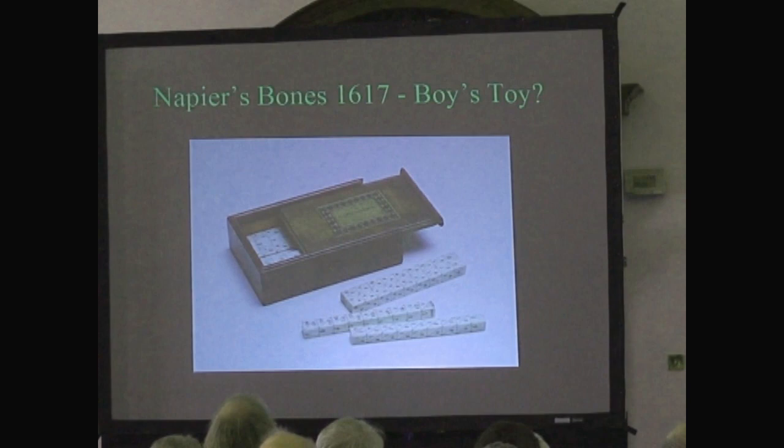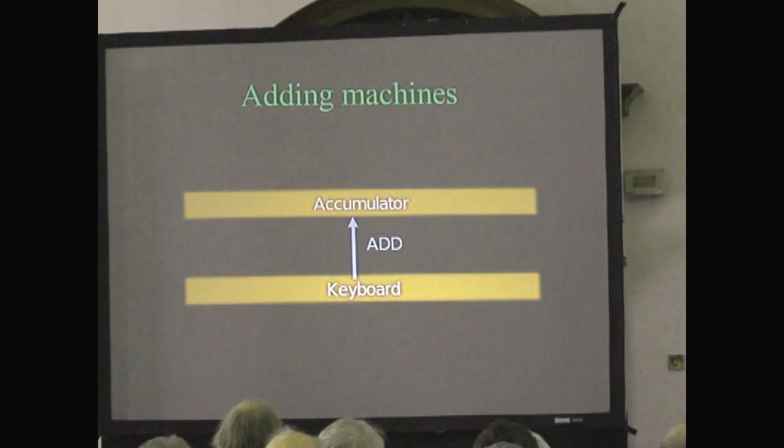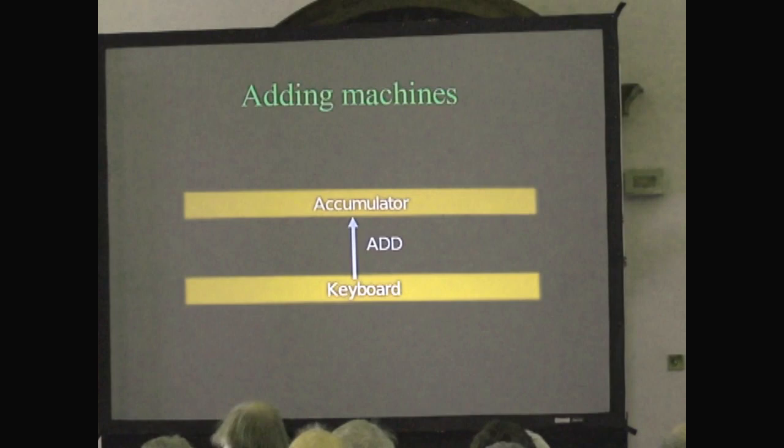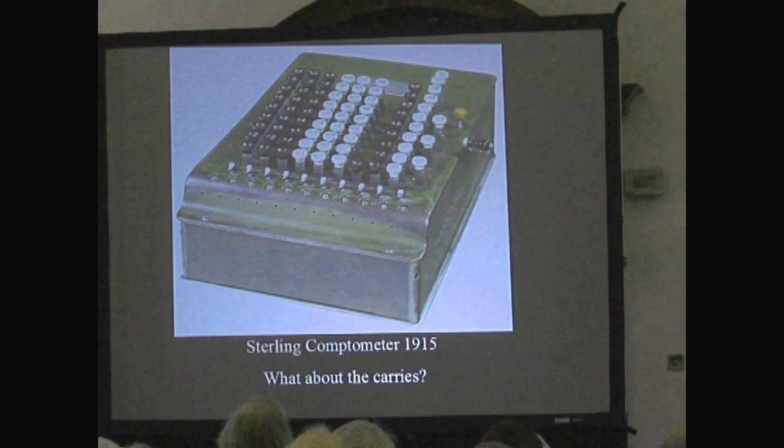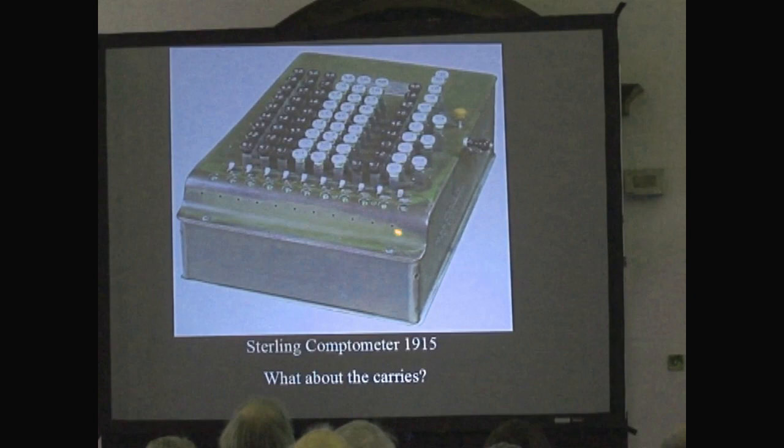Adding machines, I'm not going to spend too much time on these. The first ones, or the simplest ones, you simply have a keyboard and you hit the keys and that gets added to something that you've got in the accumulator. Here's an example of very frequently seen things that must be sold by the million. You press the keys, some sort of ratchet device turns the counting wheel at the bottom here and puts the number you put on the keyboard in there, and because it's rotating the wheel, it just adds it to the number that's already there.